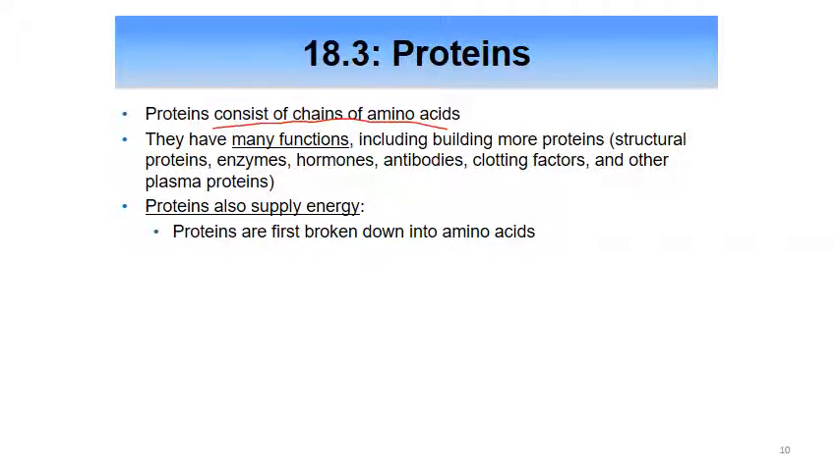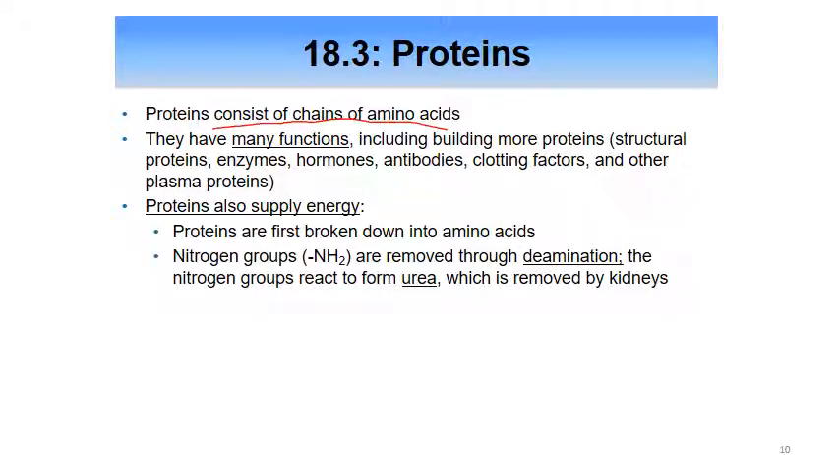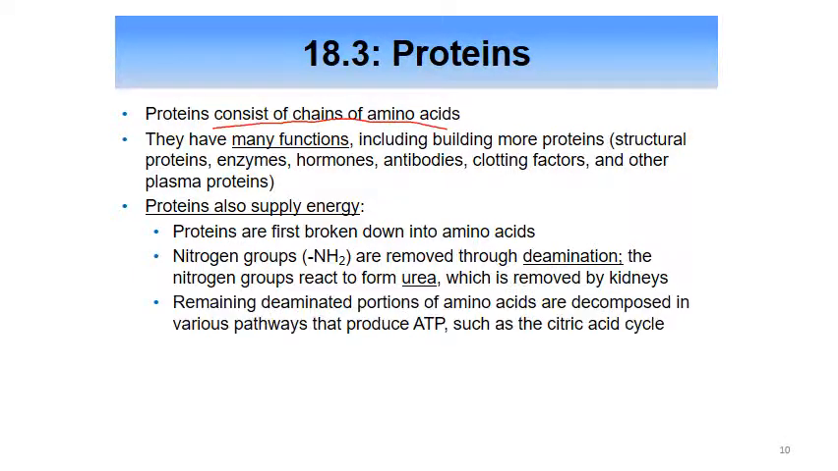They have to be first broken down into amino acids. So then what happens is the nitrogen part, or the nitrogen group, is removed. This nitrogen part is going to turn into urea. Urea is a waste product. Urea gets removed by our kidneys. But then the other parts of the amino acid can then go into those steps in cellular respiration to make ATP, such as the citric acid cycle.